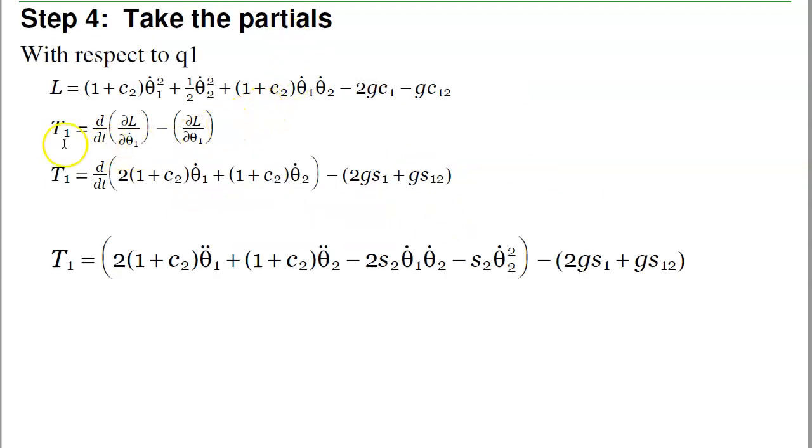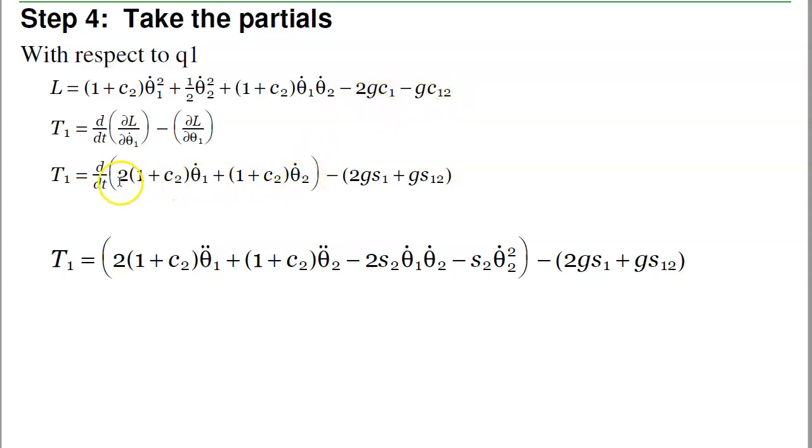The torque on the first link is the full derivative with respect to time of the partial of L with respect to theta 1 dot, minus the partial of L with respect to theta 1. Partial of L with respect to theta 1 dot: here, everything that's not theta 1 dot is a constant. So 1 is a constant, cosine theta 2 is a constant. Here's the theta 1 dot, which gives you 2 theta 1 dot times 1 plus cosine theta 2. Ignore this, there's no theta 1 dot. Here's the theta 1 dot, which gives you 1 plus cosine theta 2 times theta 2 dot, and no theta 1 dots gives 0.